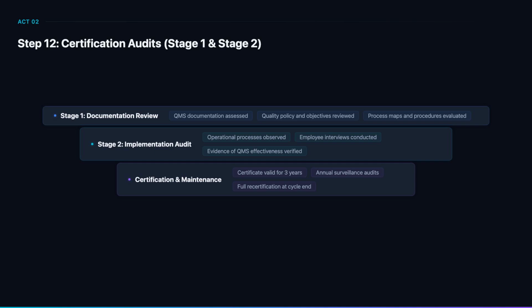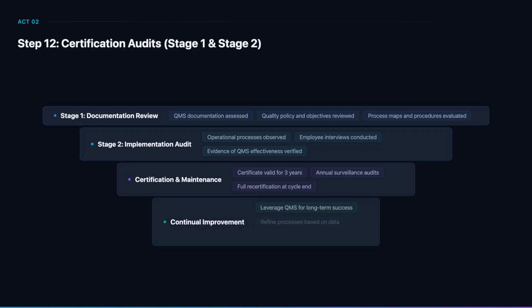Maintaining certification requires continuous attention to quality practices. Beyond certification, leverage your QMS to drive long-term success. Continuously refine production techniques, improve customer service, reduce waste, and adapt to changing market conditions. This ensures the benefits of ISO 9001 are fully realized over time.